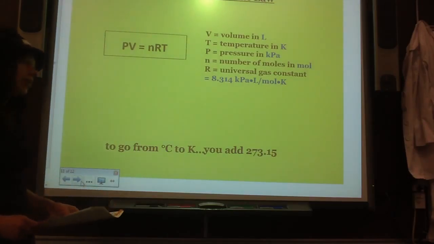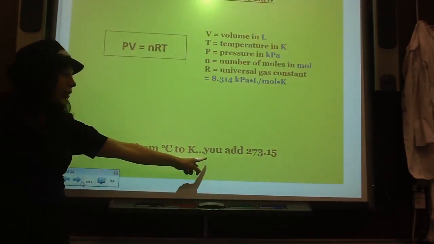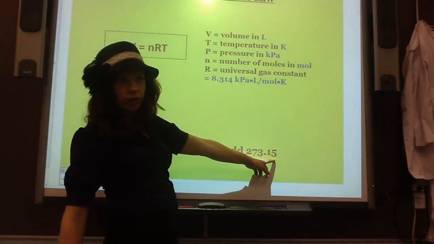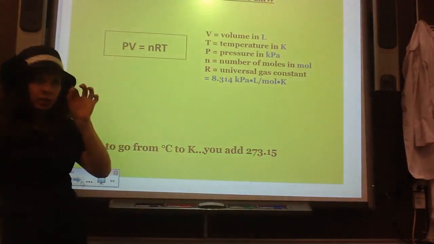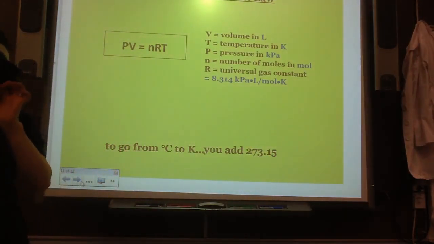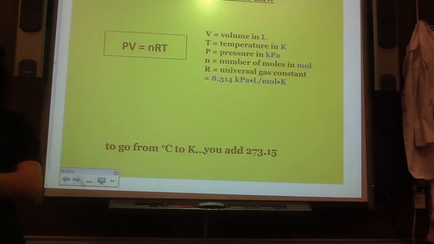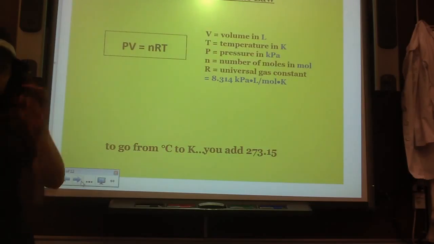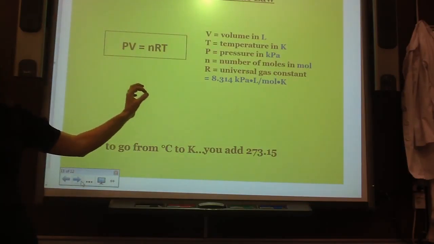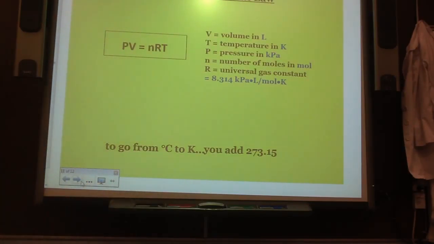How do you convert from little t to big T? You add 273.15, because 0 Kelvin is minus 273.15 degrees Celsius. Remember that graph, and you had to extrapolate it, and you went down, and that was where all gases are 0. It's exciting. That was absolute 0. Remember that?